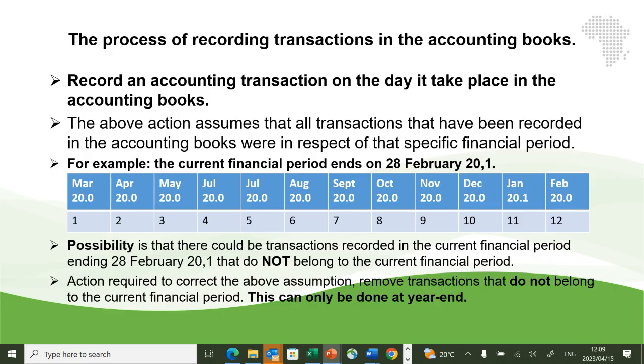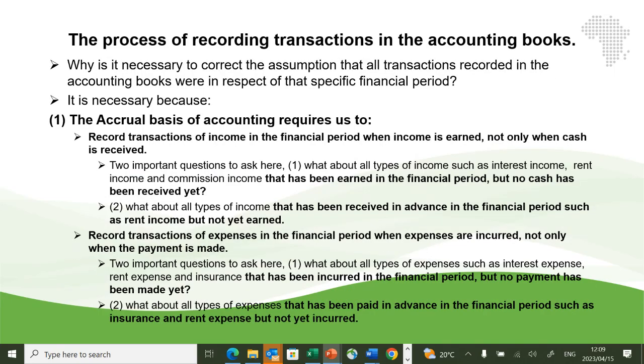Remember, when we do year-end adjustments, there are no errors. That's not an error, that's not an omission. It's what we are trying to do now. We're trying to account for transactions of income and expenses that belong in the current financial period, and anything that falls outside it needs to be taken out. I will show you as we proceed how we do that.